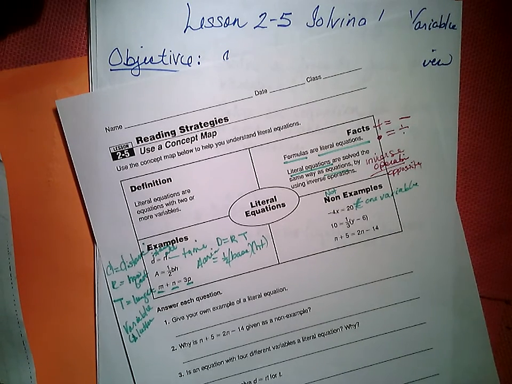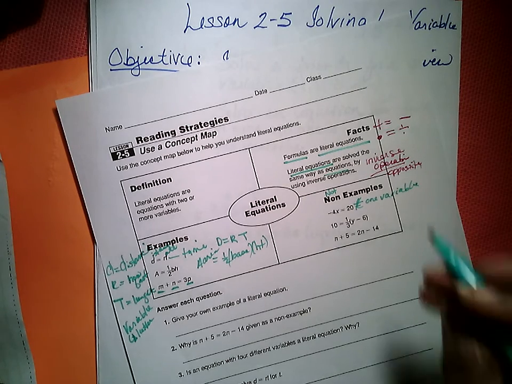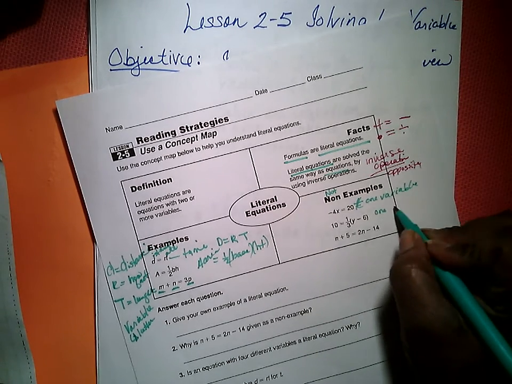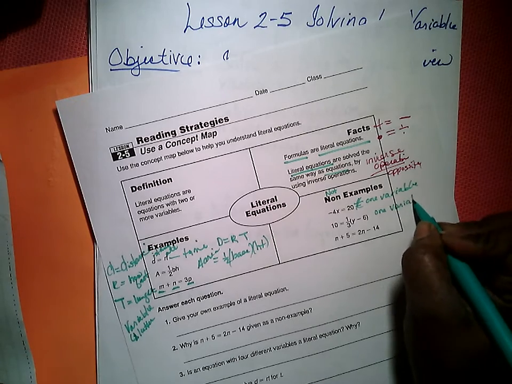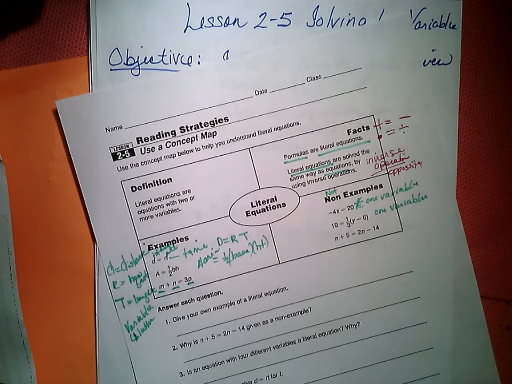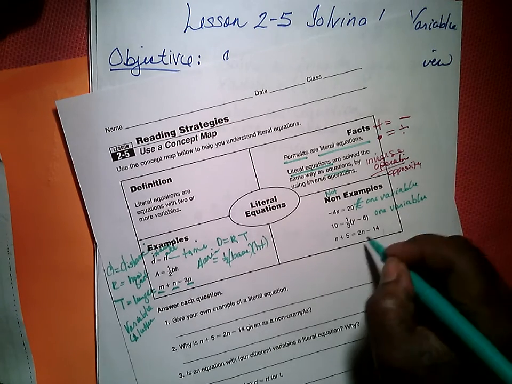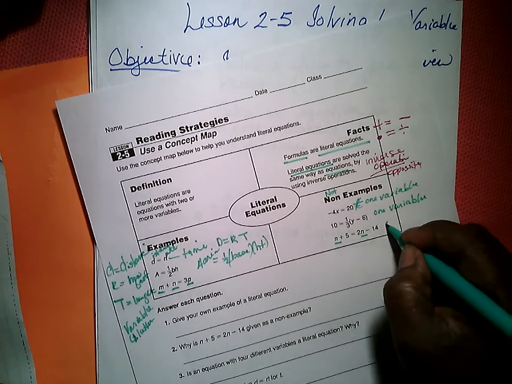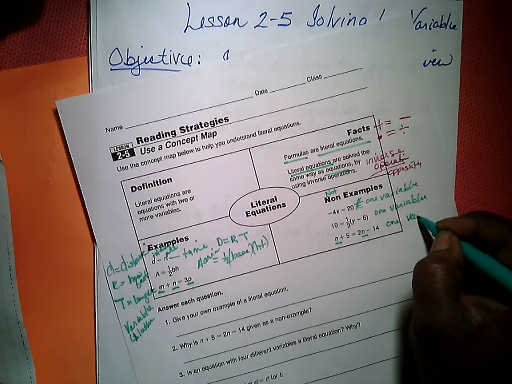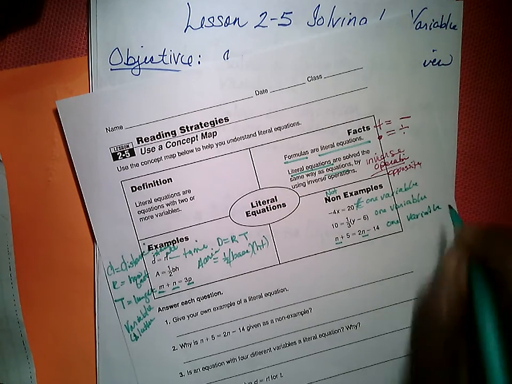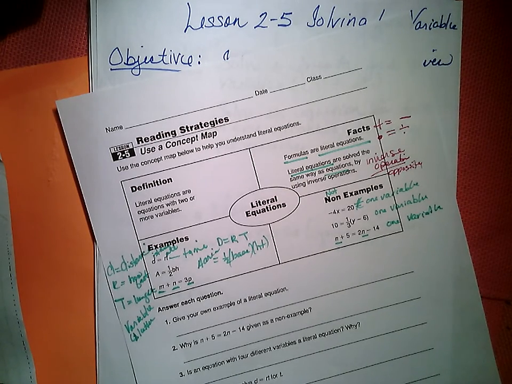All right, now our next one says 10 equals 1/3 in parentheses y minus 6. Once again, only one variable. And our third example says n plus 5 minus 2n minus 14. Once again, only one variable. It's the same variable. And we said a literal equation is an equation with two or more variables.